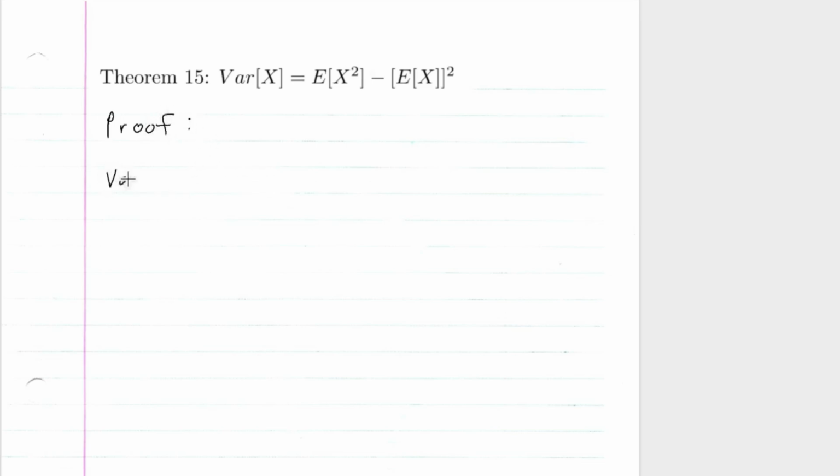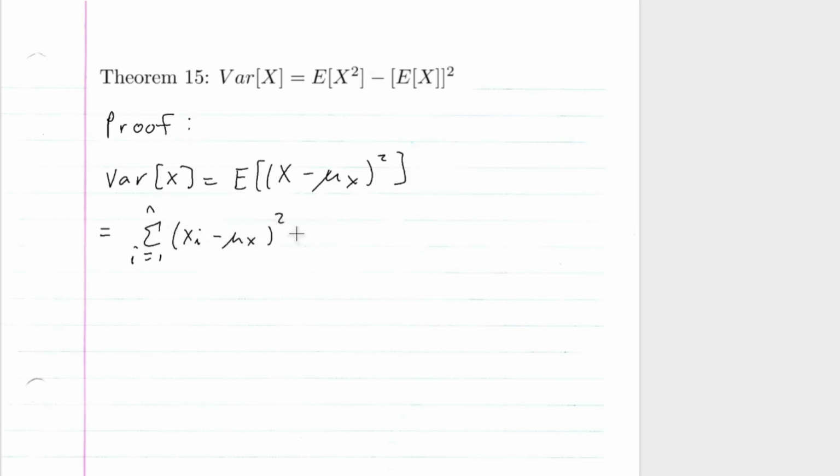So the variance of X, by definition, is equal to the expected value of (X minus mu of X) squared. All right, so the definition of expected value is the sum from 1 to n, for however many values are in the distribution of X, of (X_i minus mu of X) squared times the probability that X is equal to X_i.